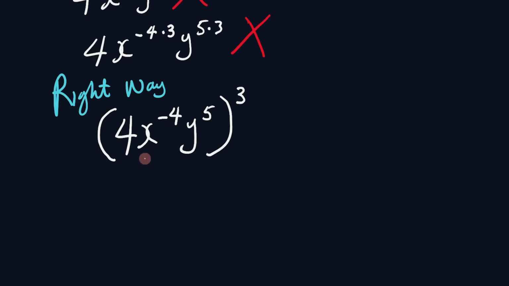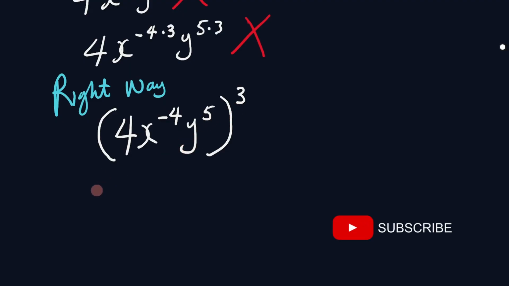Let's understand what we are given. First, we have a constant 4. We also have a variable x to the power of negative 4 and another variable y to the power of 5, all to the power of 3. So we need to raise each of these to the third power.